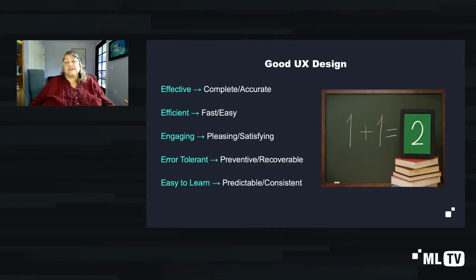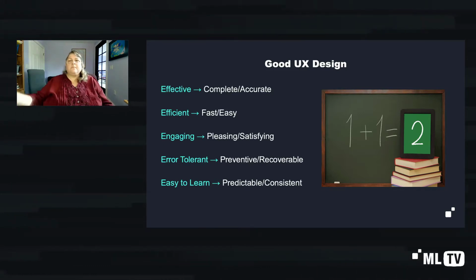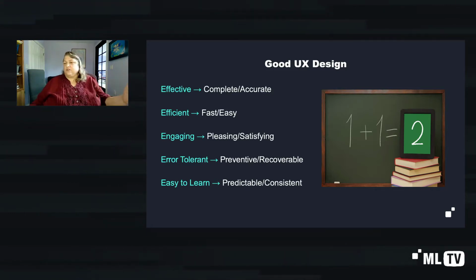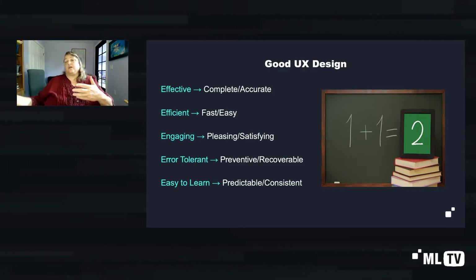And finally, it should be easy to learn, very predictable. If you're using a concept that's used in another application, make it look and act like that other application. So you have to understand the whole ecosystem that the user is working in. Like if they're an Excel user and you have formulas, they should look and act like Excel formulas as much as possible, because then it'll be easy for that user to learn because they already know Excel, for example.